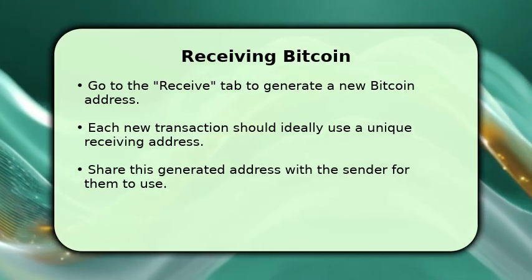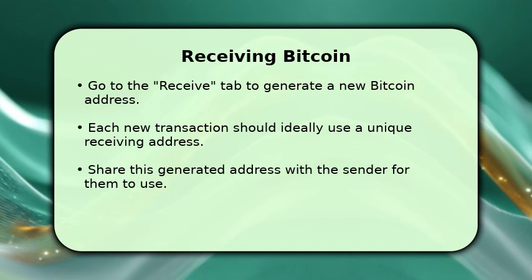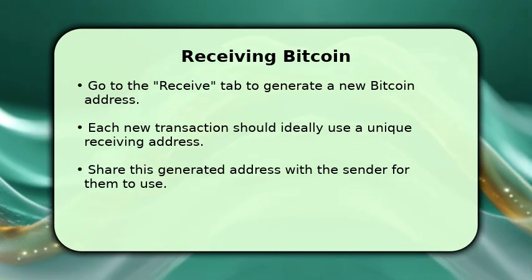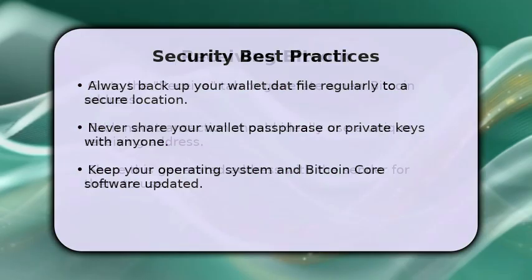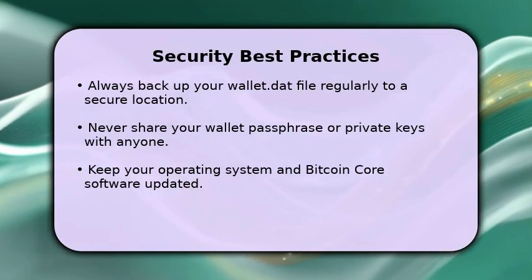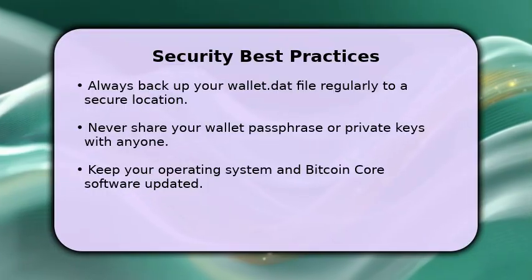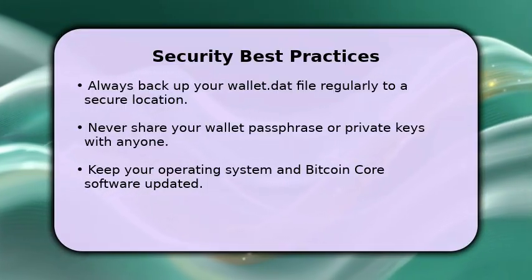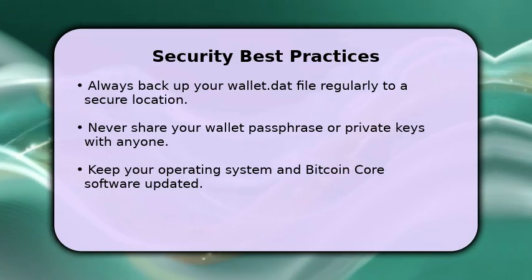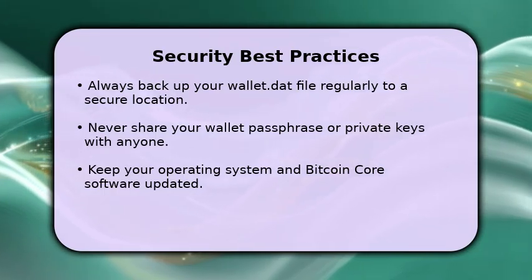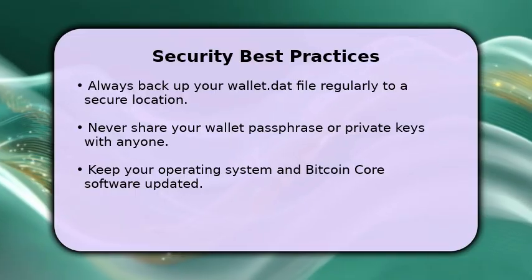After they send it, you can monitor your wallet's Transactions tab for confirmation, which typically takes about 10 minutes for the first confirmation. Security is paramount when using Bitcoin Core. Regularly back up your wallet.dat file to multiple secure, offline locations like a USB drive. This file contains your private keys, so its loss means losing your Bitcoin.